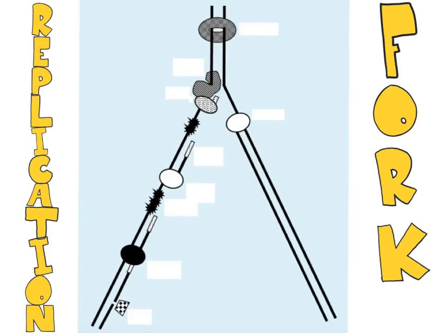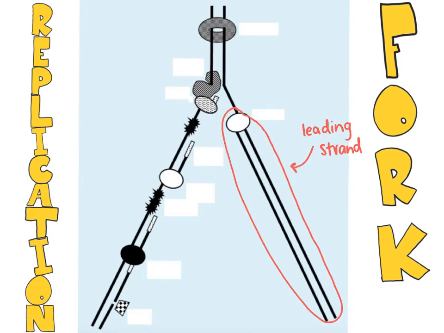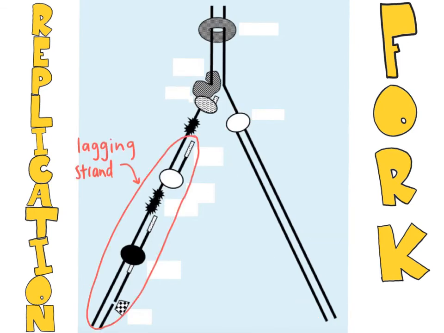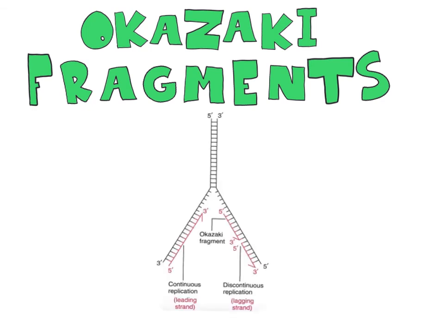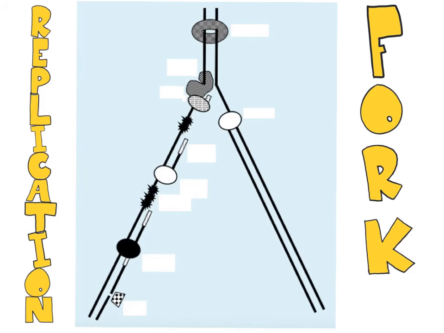replication fork. Looking at this image, we can identify the leading strand, which is replicated continuously, and the lagging strand, which is replicated discontinuously. Discontinuous replication, as occurs on the lagging strand, results in small pieces of DNA called Okazaki fragments, as shown in this picture. Now back to our previous diagram of the replication fork.